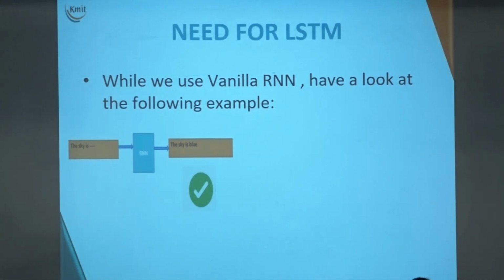So, I am giving an input to RNN: "The sky is." What would be the prediction? Blue, of course. So, give it to a simple RNN. "The sky is blue." It's just a 3-word sentence. It is going to definitely give you a prediction because, as I told you, it has short-term memory. It can retain it for a short duration of time.